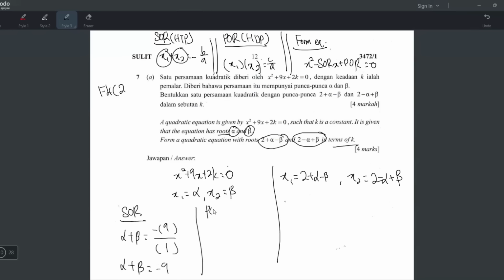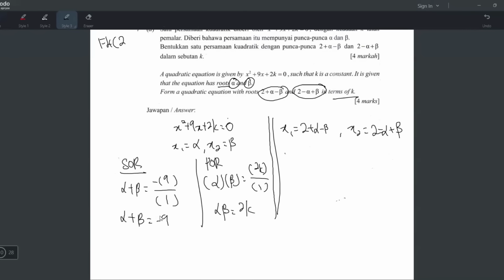For the POR, the formula is x1 times x2 equals c over a. So alpha times beta equals c over a, which is 2k over 1. So your alpha times beta equals 2k over 1. Okay, up to here you can't do anything more, right? Because there are 2 unknowns here, 2 unknowns here. Okay, so you don't need to go and do simultaneous equations. Don't go and do substitution and then go and find alpha and beta.